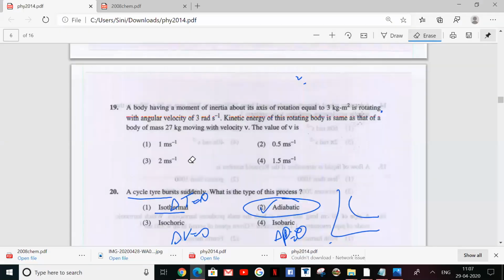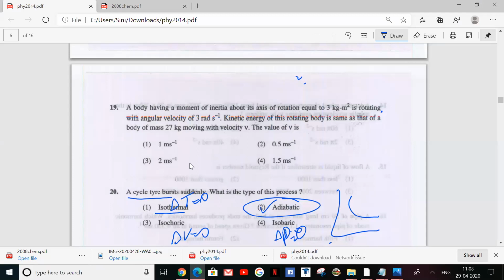So guys, some of my students had a doubt yesterday. I'm going to do the chemistry thing first, but let me show how to do it fast, in less than 5 seconds. Same question as yesterday: a body having a moment of inertia about its axis equal to 3 kilogram meter square is rotating with angular velocity. Kinetic energy of the rotating body.